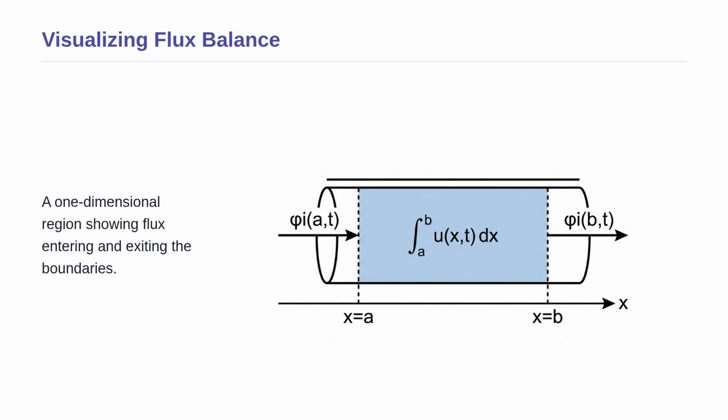Take a look at this diagram. It visually summarizes the physical domain we are modeling. The shaded blue cylinder is our specific region, stretching from point A to point B. The total amount of stuff is trapped inside. On the left, phi of A, t represents the flux entering the region. On the right, phi of B, t is the flux leaving. The difference between these two arrows dictates exactly how the density inside the blue region will change over time.